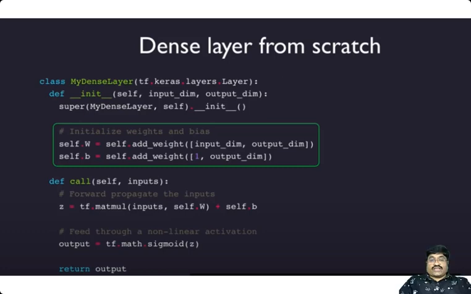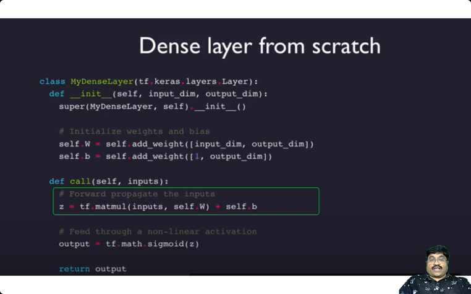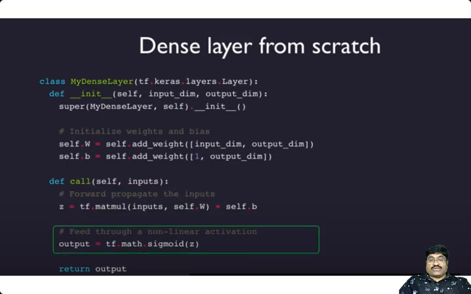Inside the call function, it's the same idea again. You can compute Z, which is the state. It's that multiplication of your inputs with the weights. You add the bias. So that's right there. Once you have Z, you just pass it through your sigmoid, and that's your output for that.